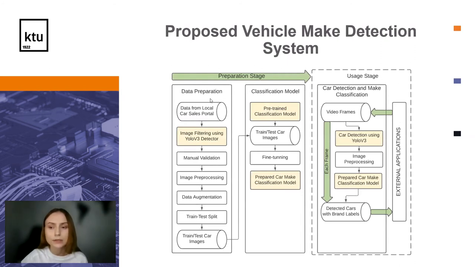So our proposed system consists of the preparation stage, which includes data collection from a Lithuanian car marketplace, then data filtering using the YOLO detector, then manual validation through a created interface, then image pre-processing, data augmentation, and finally training the classifier by fine-tuning already pre-trained models. And the usage stage, meanwhile, involves model adaptation for external applications containing traffic camera data, where for each video frame, the car is located using the YOLO model, You Only Look Once. Then the cropped area is pre-processed and the prepared car make classification model is used.